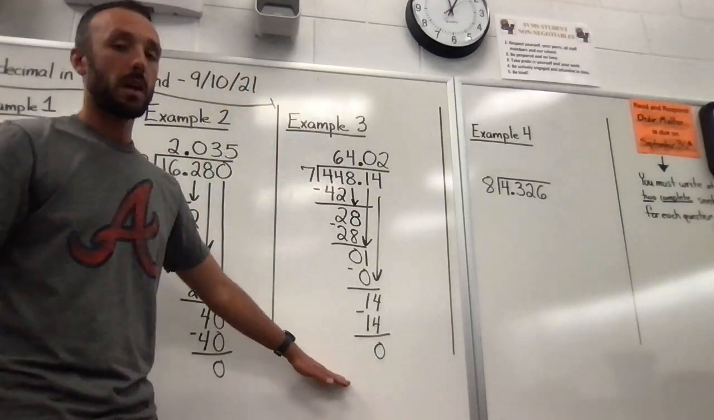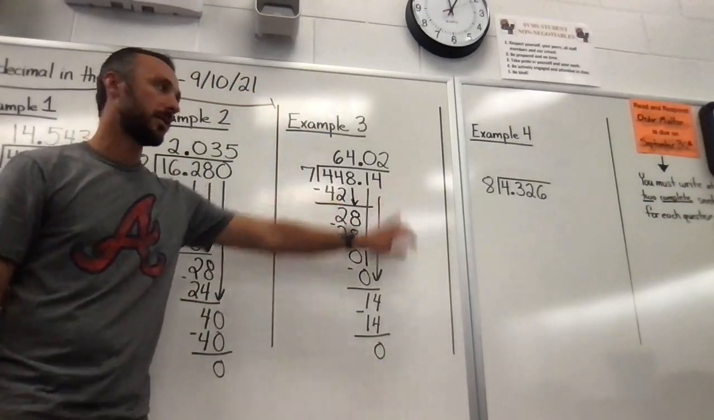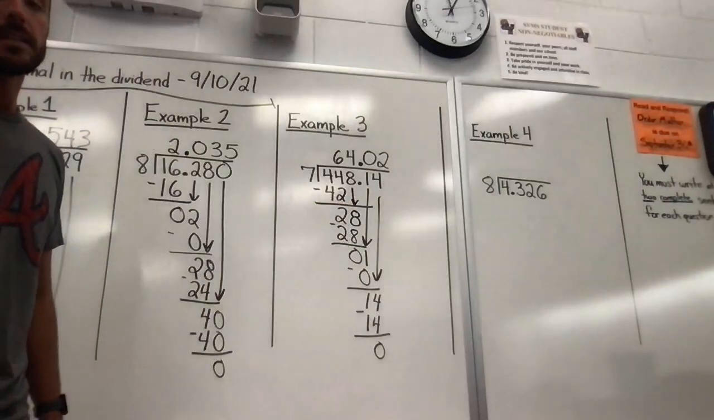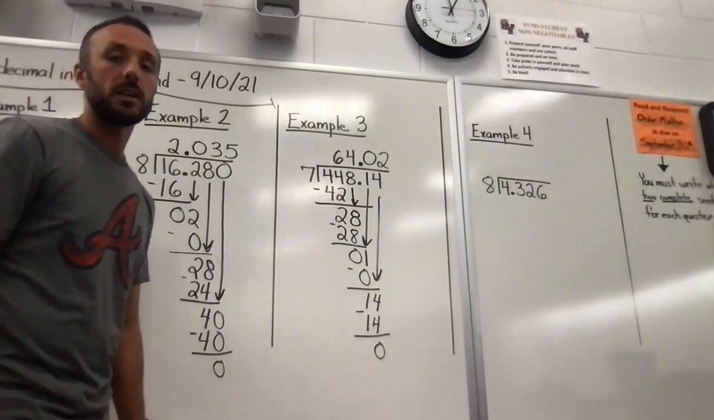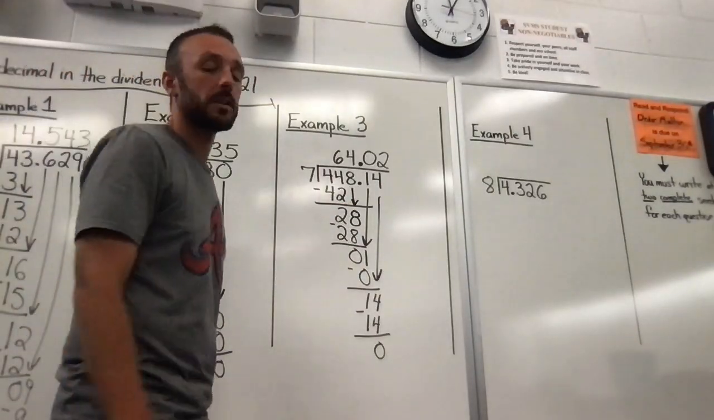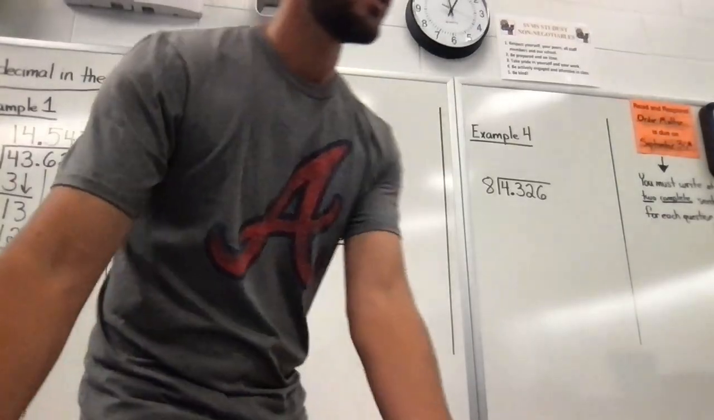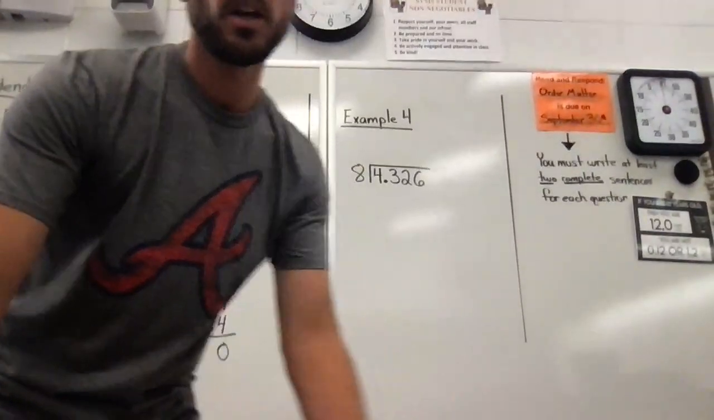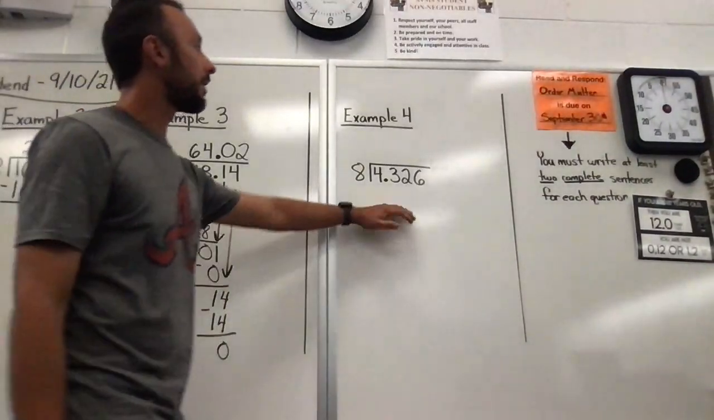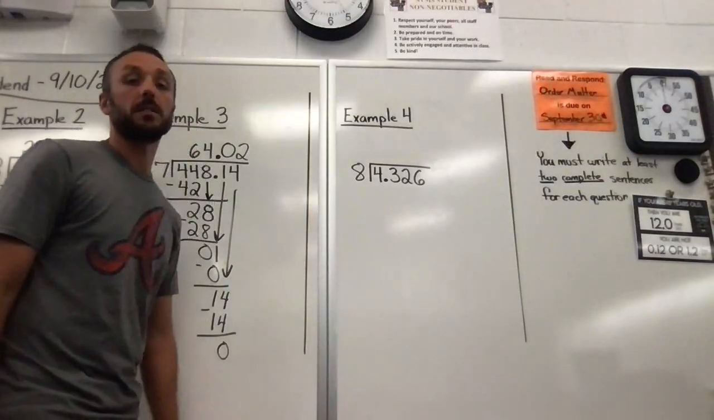So if I get a 0, I'm good. If I don't get a 0, that's when I add zeros. But to answer the question, 448 and 1400ths divided by 7 is 64 and 200ths. Okay. Let's move on one last time. For example number 4, we have 4 and 326 thousandths divided by 8.